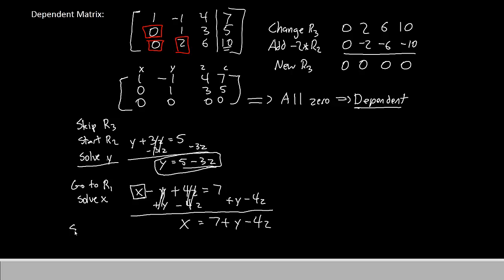Once we're here, we can substitute the y that we just found. So y is actually 5 minus 3z, and we'll place it here for this y. x equals 7 plus 5 minus 3z minus 4z. We can simplify the 7 and 5 and the negative 3z and the negative 4z, and so we'll end up with x equals 7 plus 5 is 12, and then negative 3 and negative 4 makes negative 7z.